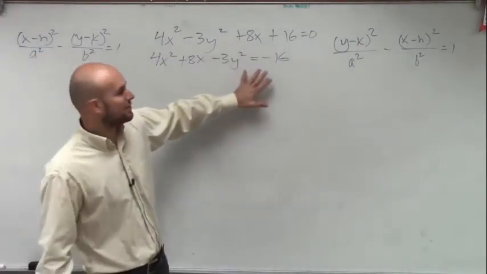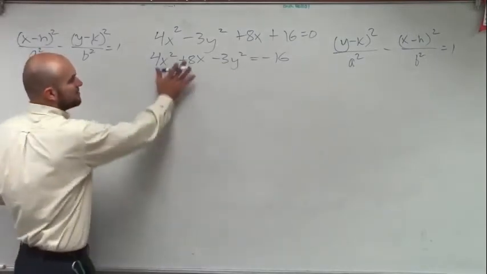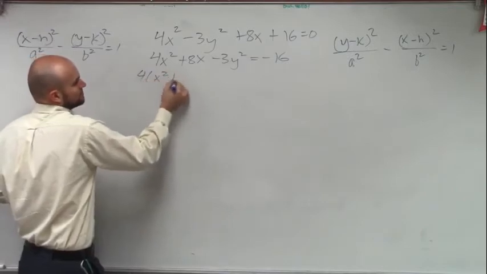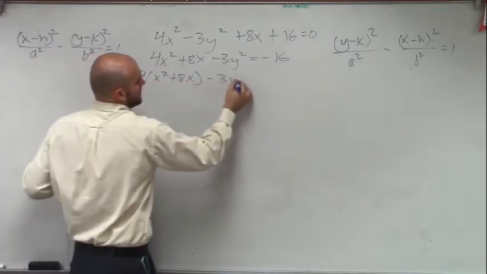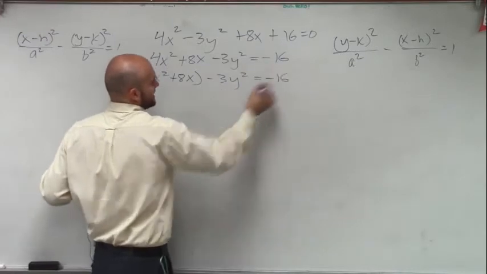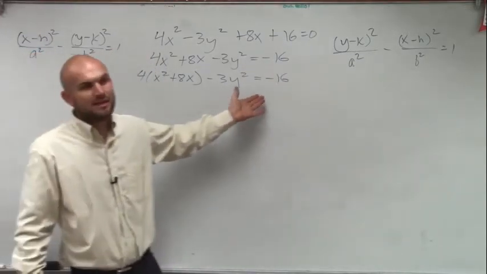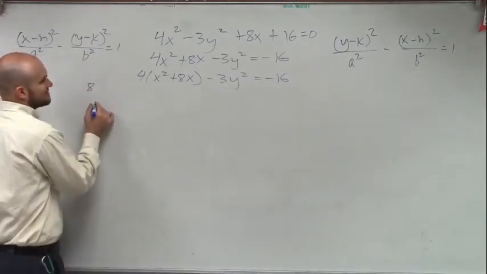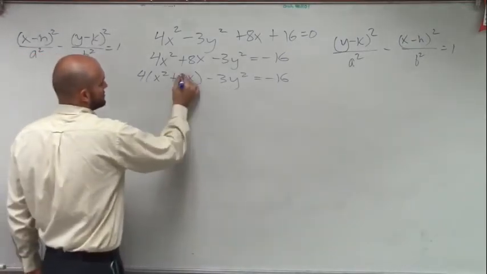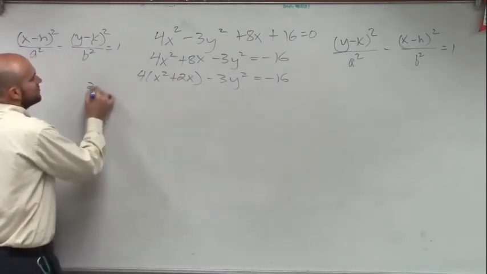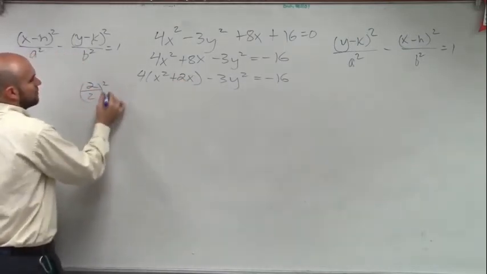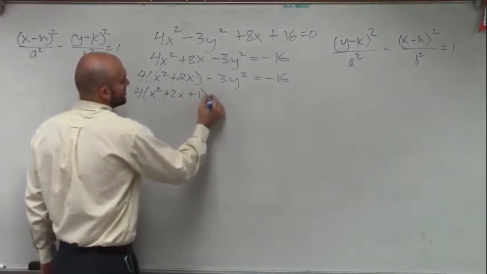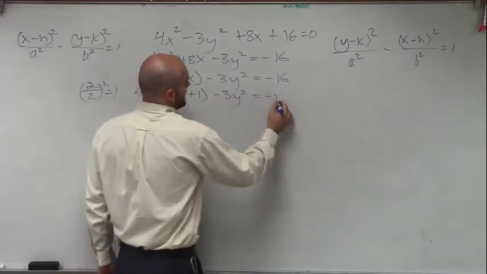So, first thing I need to do is complete the square. Before I complete the square with the x, I need to make sure I factor out a 4. I can't complete the square with my -3, but that's fine. That just means that my k is going to be 0, right? Now, I complete the square over here, so I have 8. Got to factor out a 4, so that's a 2. So I have 2 divided by 2 squared, which equals 1. So I have 4 times x squared plus 2x plus 1 minus 3y squared equals -16.